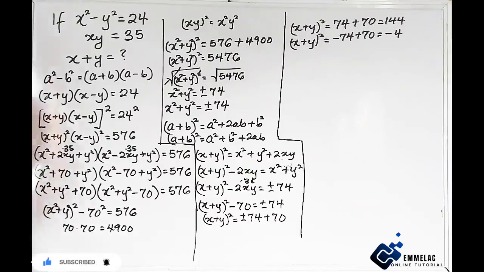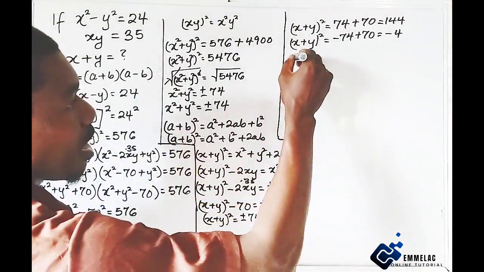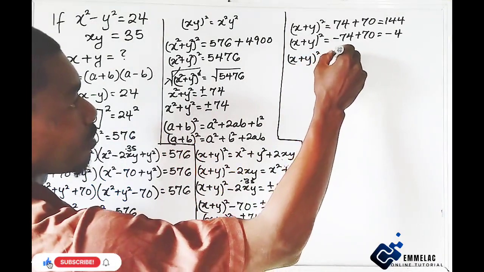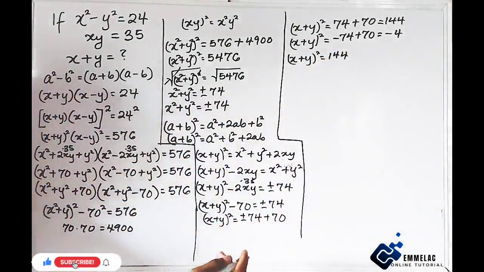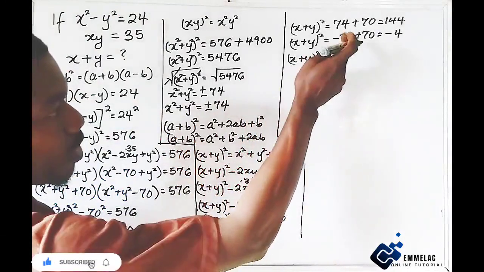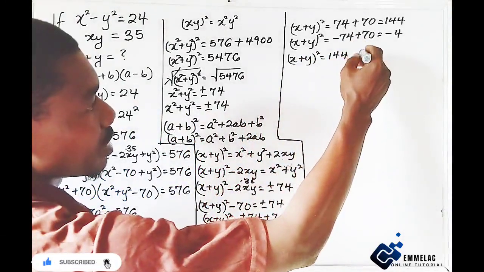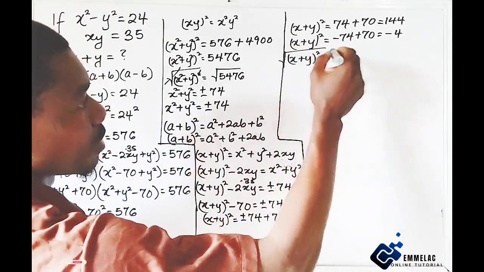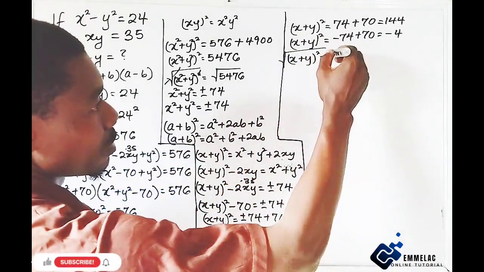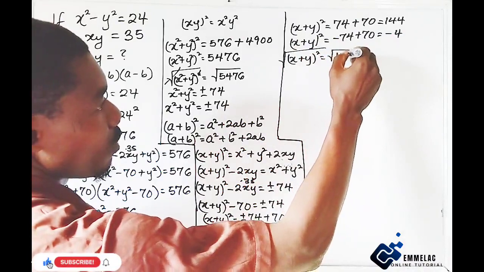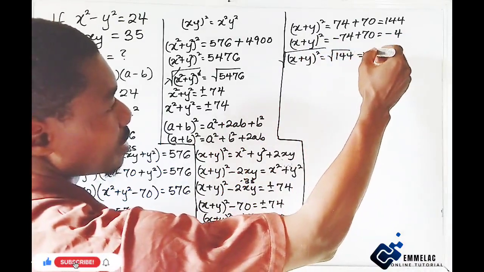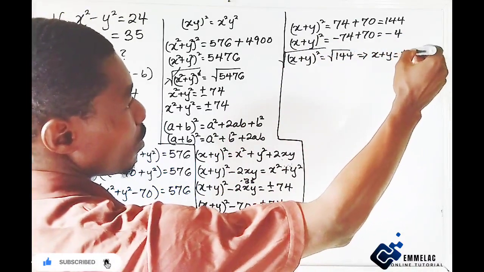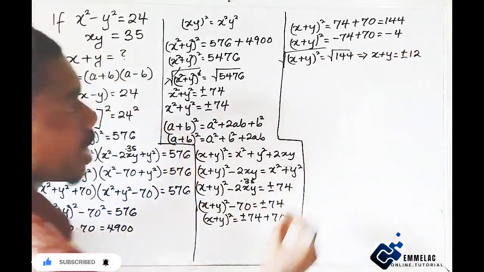So from the first, we can have (x+y)^2 equals what? 144, right? Now if I were to eliminate the square from here, let's just find the square root of 144. So here we have x plus y giving us plus or minus 12, right?